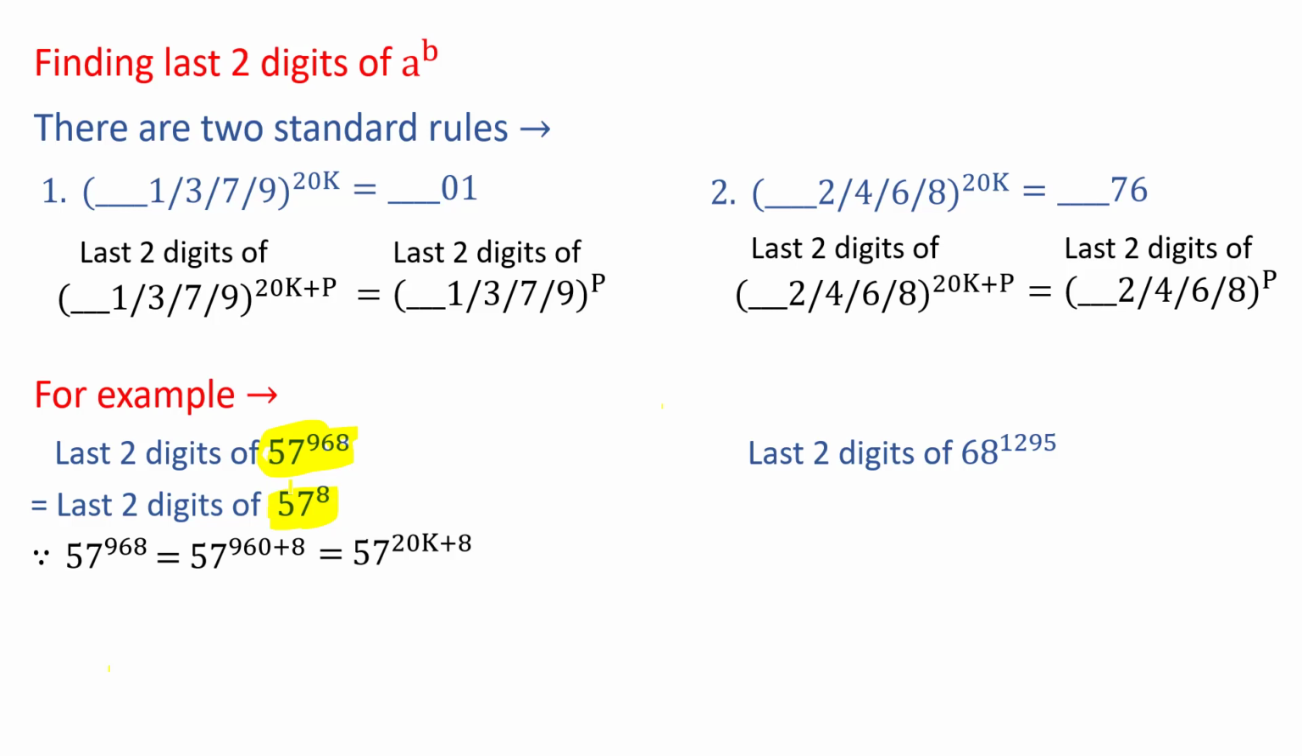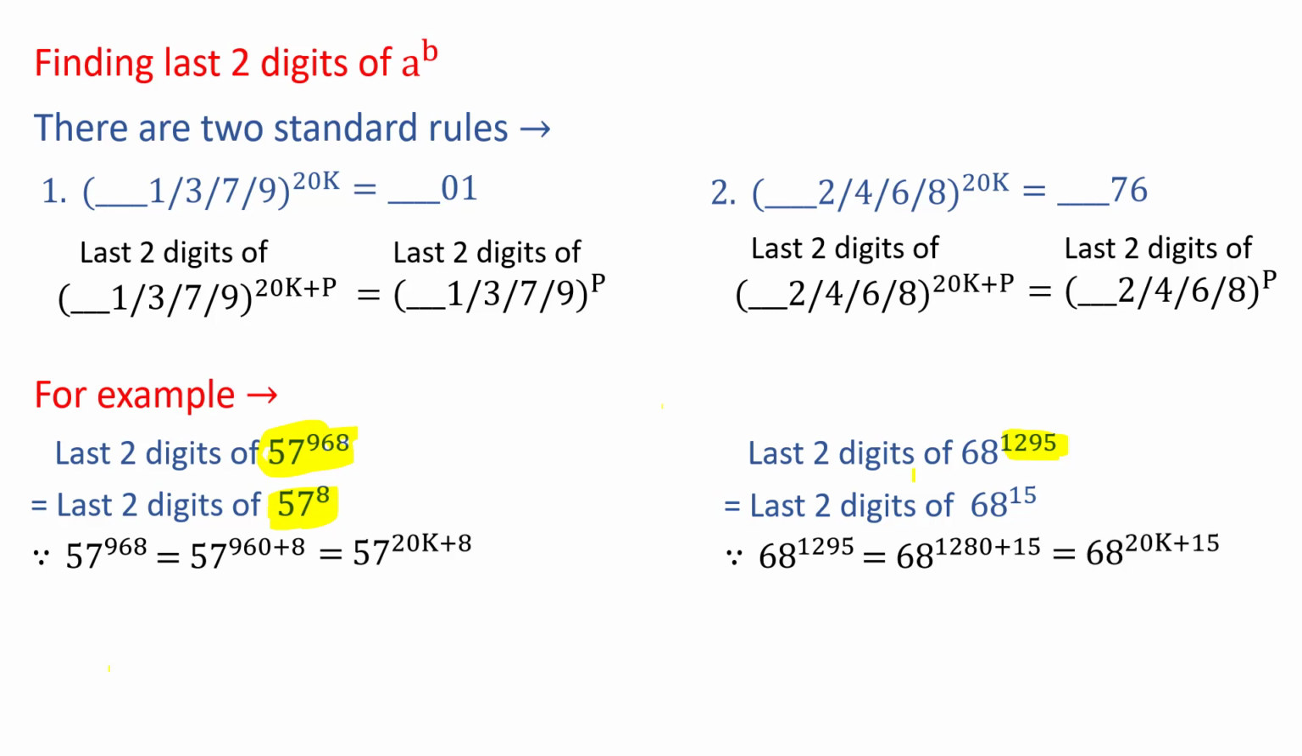If I want to find the last two digits of 68 to the power 1295, over here if we divide the power by 20, the remainder is how much? 15. So the power is nothing but 20k plus 15. So the last two digits of 68 to the power 1295 are the same as the last two digits of 68 to the power 15, because 1295 is nothing but 1280 plus 15, that is 20k plus 15.